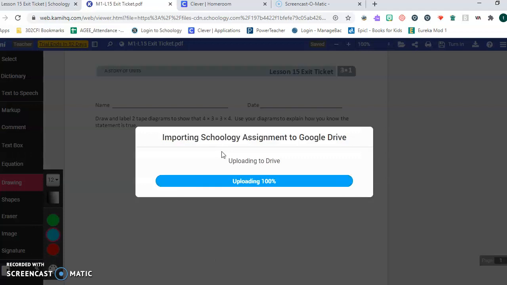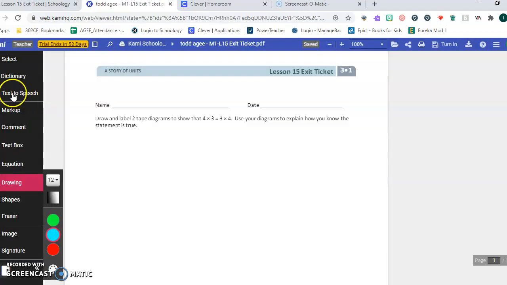So I'm going to remind you that there's a text-to-speech feature for any students who are struggling with the words, and here we've got a. In lesson 15, we focused on the commutative property, which tells us that the order of the factors doesn't matter. The product doesn't change. And they're asking you to prove it using tape diagrams. So you're going to have one tape diagram that shows 4 groups of 3 to get the same total as a second tape diagram that has 3 groups of 4.